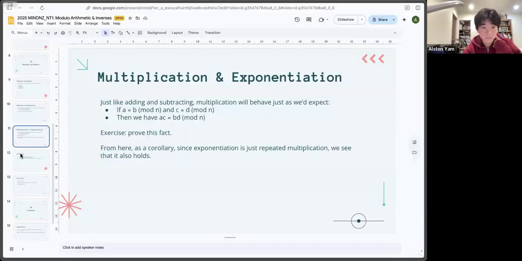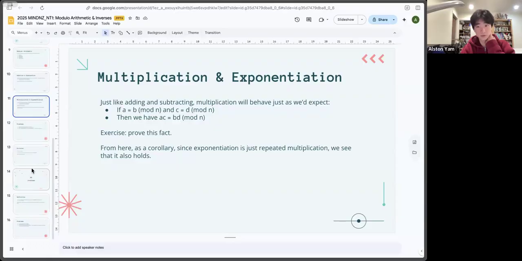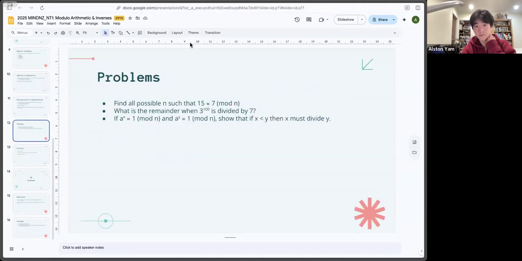Okay. Now, before I go on to division, which is slightly different, we'll have to introduce a different concept called inverses, which we'll get to. But before that, let's have some quick exercises. We have 3 exercises over here. I think we can take about 5 minutes or so to have a think about these 3 problems, and then I'll come back and go over the solutions.